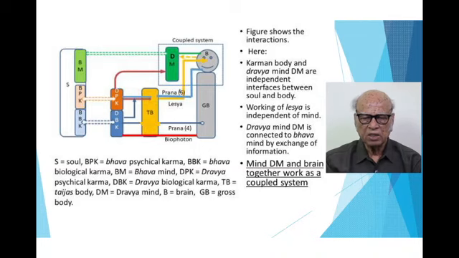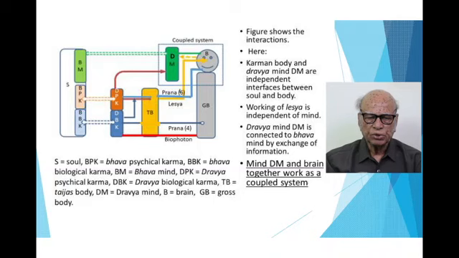There is another intermediate unit, Dravya mind, shown in blue on the upper part of the diagram. Then the last unit is the gross body, and the gross body is again divided in 2 parts: one is the brain, on the top, and the other is the rest of the body.